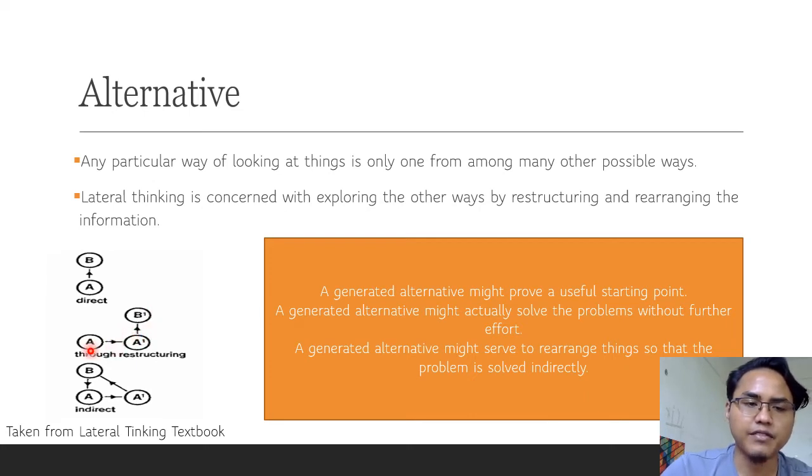So we have another way to go to the point B. After that, in the last picture, which is indirect, we can connect all the parts from point A to A prime, and A prime to B, and B to A. So a generated alternative might prove a useful starting point. A generated alternative might usually solve the problem without further effort. A generated alternative might serve to rearrange things so that the problem is solved indirectly.